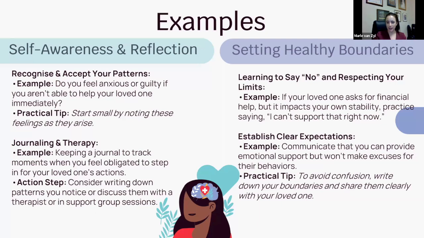Establishing clear expectations. So an example would be to communicate that you can provide emotional support, but won't make excuses for their behavior. So a practical tip that you can keep in mind is to avoid confusion, write down your boundaries, and share them clearly with your loved one.